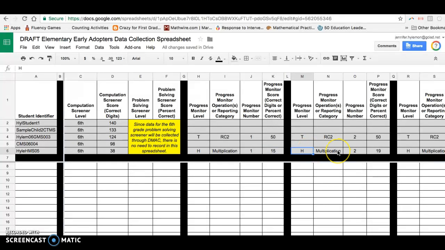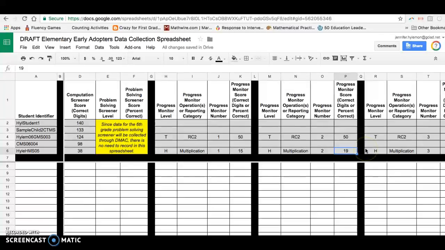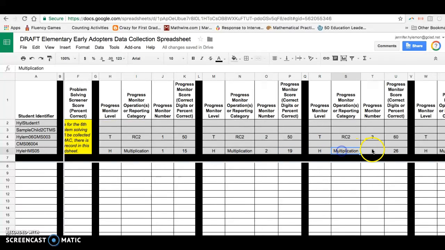The next time we monitor the students, if they are tier 2, we monitor every other week. If they are receiving tier 3 intervention, we monitor every week. And so since the student is significantly below grade level using a tier 3 level monitor, the next week, when the student takes the next progress monitor, number 2, we record the number of correct digits the student scored and keep on going. Notice from week to week, we go 15 correct digits to 19 to 26.